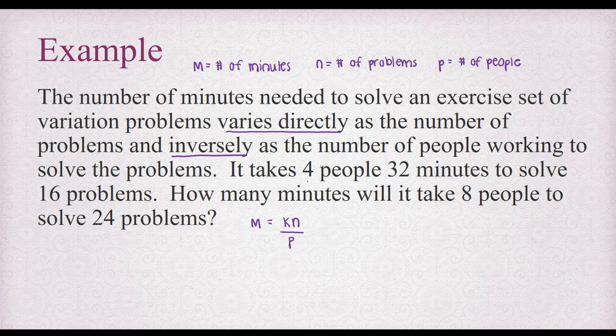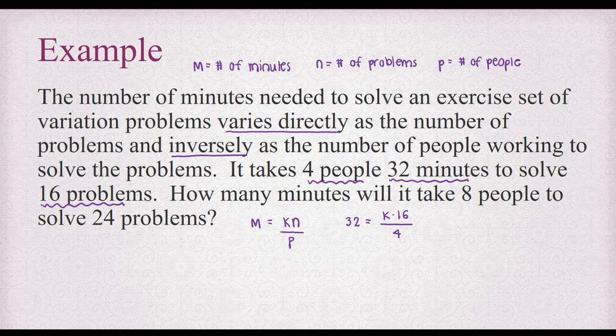So it says that it takes 4 people. So remember, that's going to go in for p. So I know that we're going to have 4 at the bottom. We've got 32 minutes to solve 16 problems. 32 minutes means that that's going to be the m value, but then k is going to be multiplied by the number of problems, so it's going to be multiplied by 16. So here is how we're going to set up to solve for k.